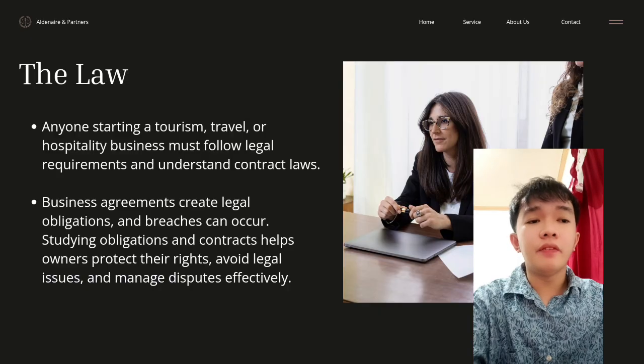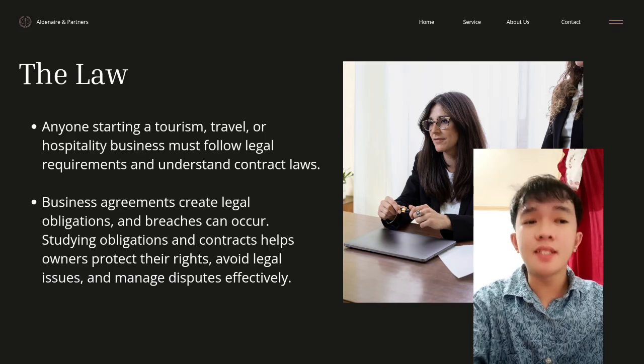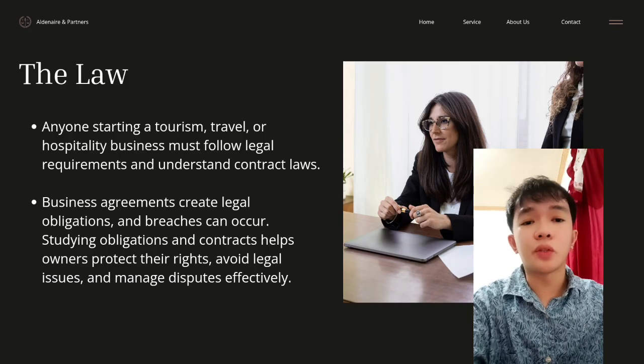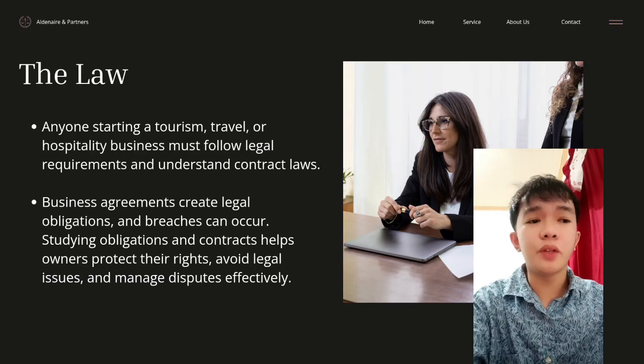This means that if you're starting a business in tourism, travel, or hospitality, you need to understand the laws that apply to your business and how contracts work. Business agreements create legal responsibilities, and if those responsibilities aren't met, it can lead to legal problems. Learning about these obligations and contracts will help business owners protect their rights, prevent issues, and handle any disputes that arise.